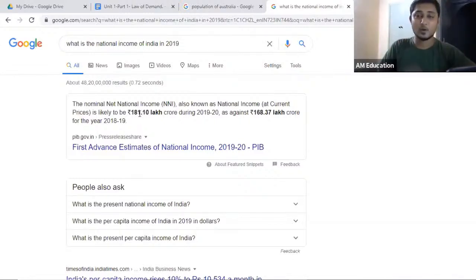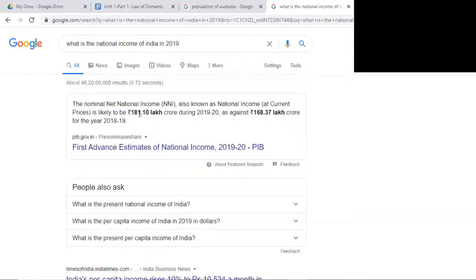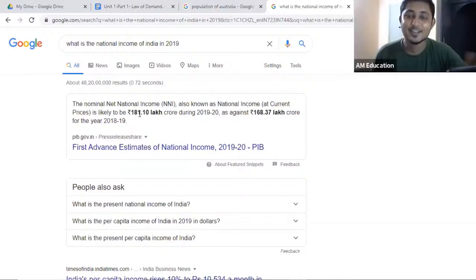Now, this 181.10 lakh crores, is it distributed among 140 crore people? 181 lakh crores divided by 140 crore people. Is that how it's distributed? No, no. Most of that money, Ambani is only taking, no? Right. So that is the distribution of national income.